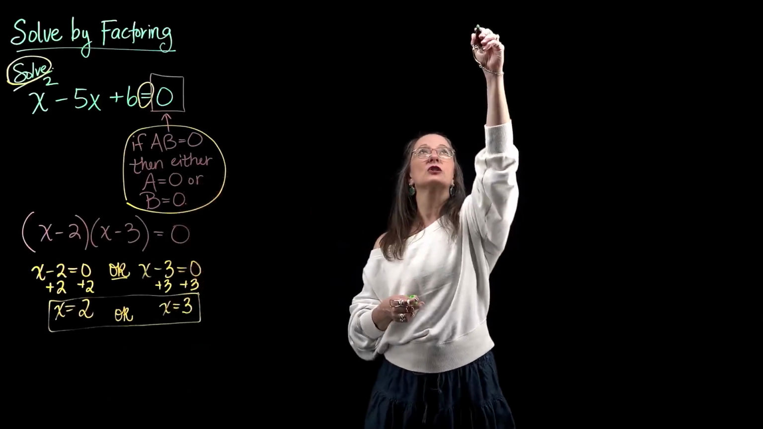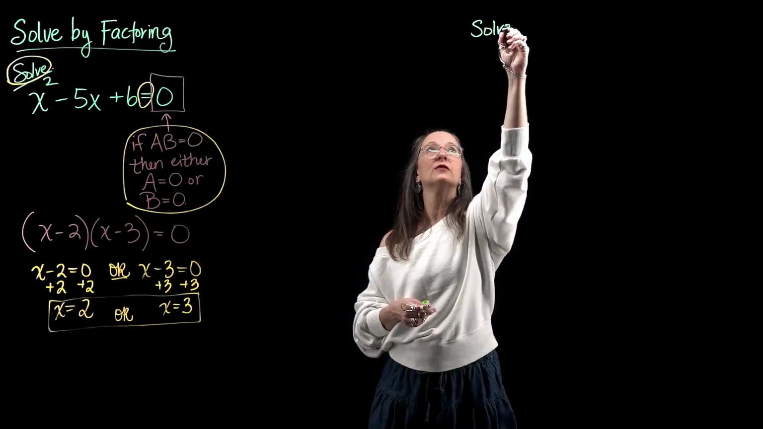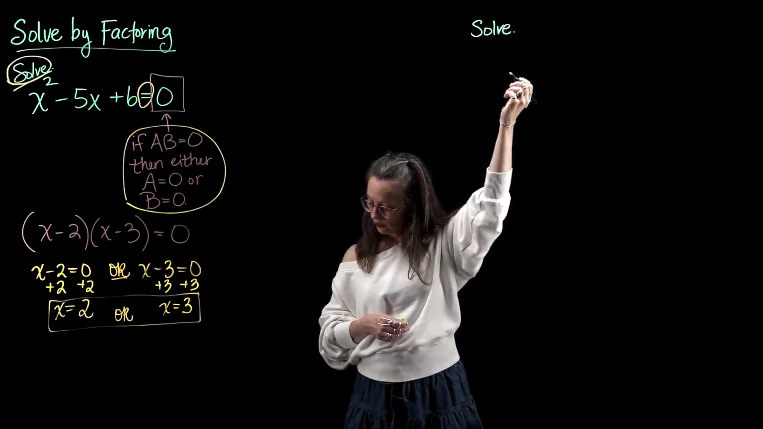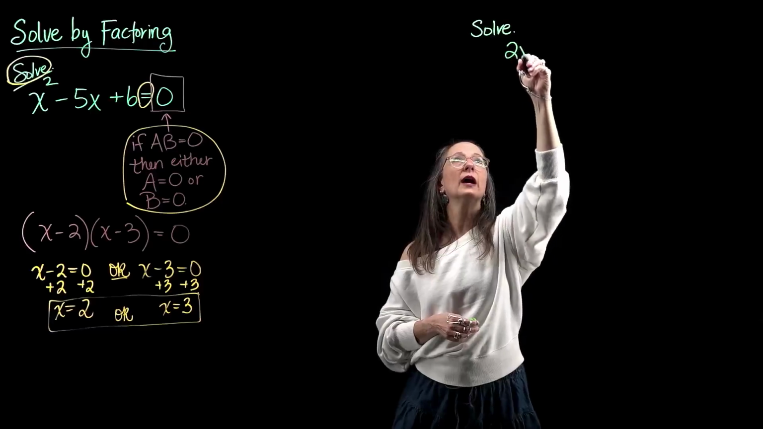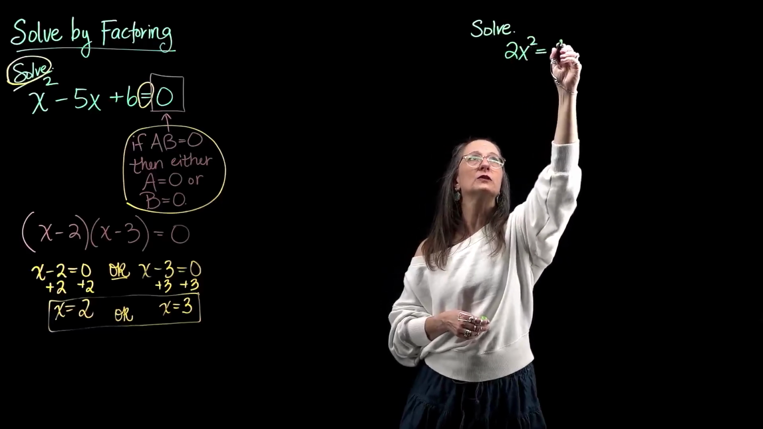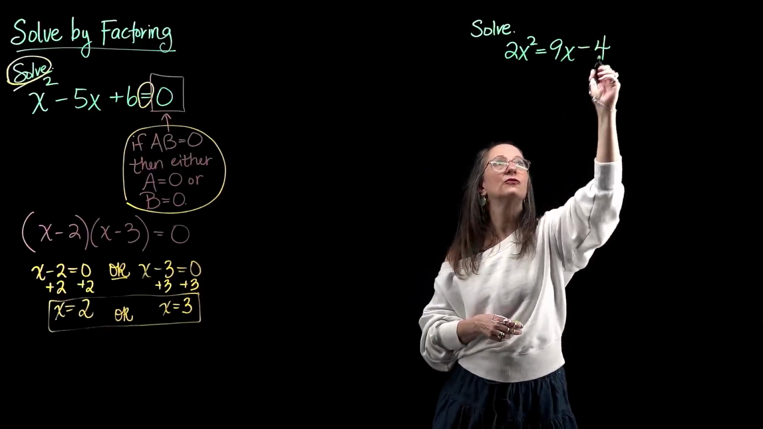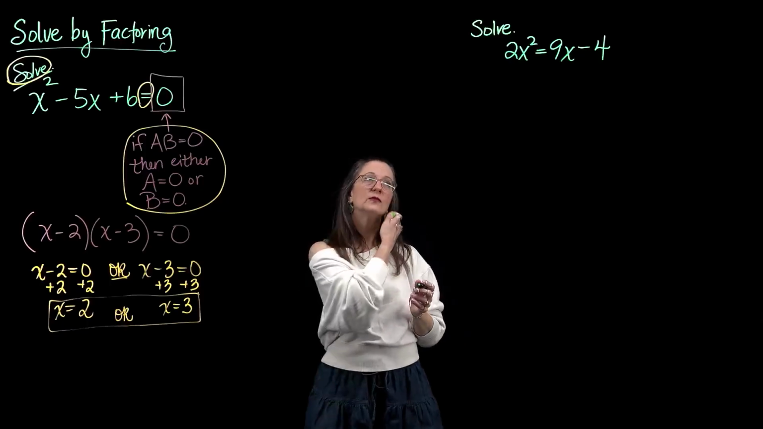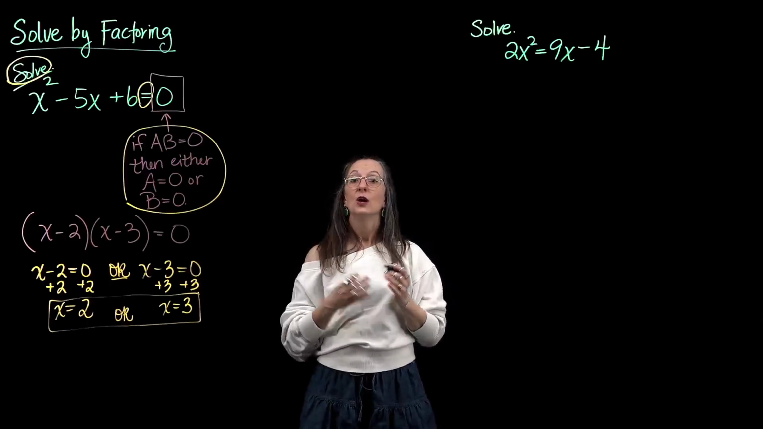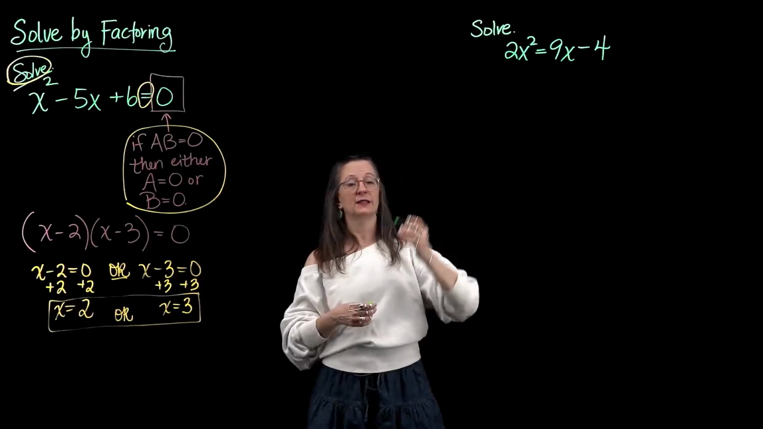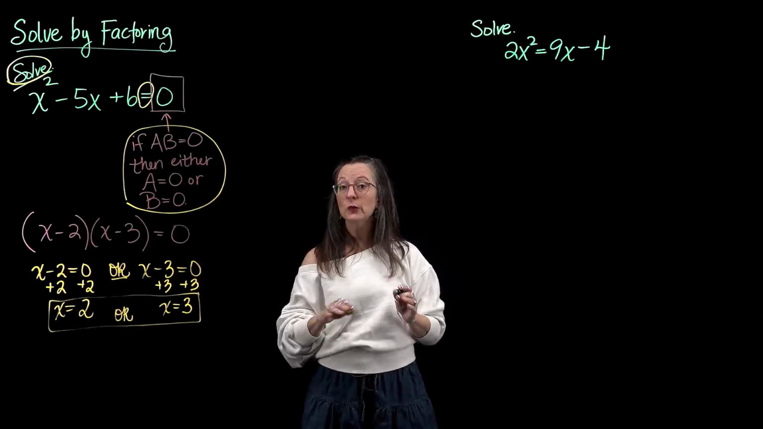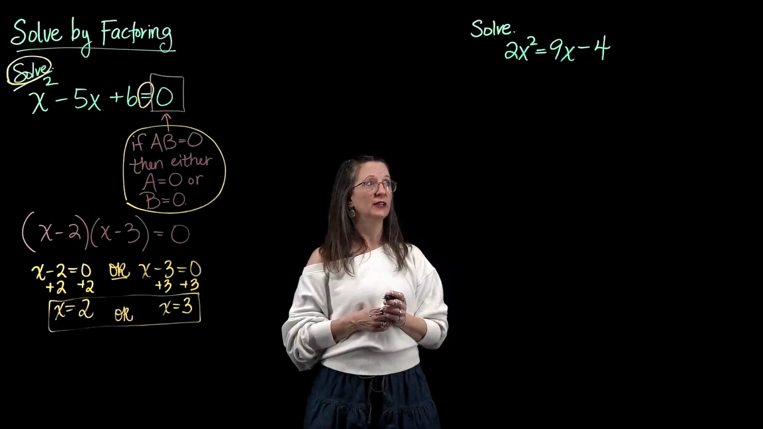And again, my instructions are going to say solve. So this one is 2x squared is equal to 9x minus 4. Okay. It is a quadratic. It has an equal sign. So the first thing we want to try is solving it by factoring.